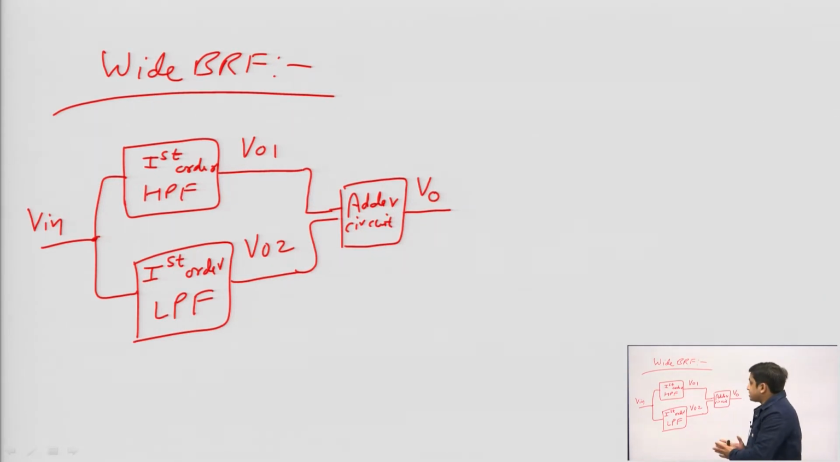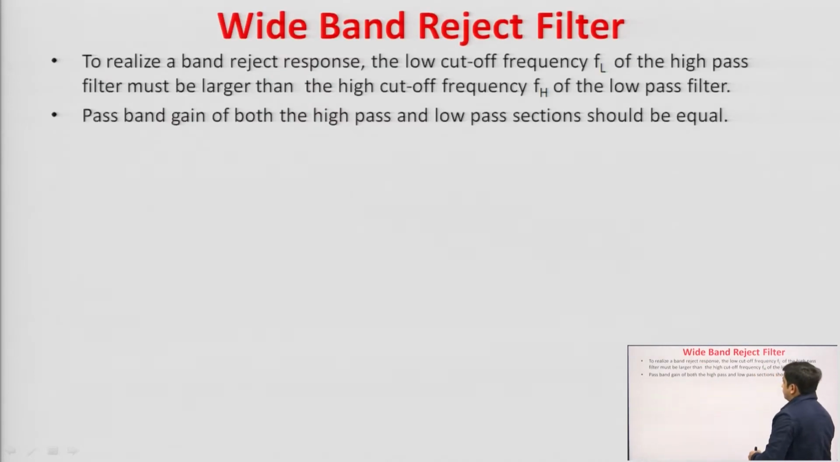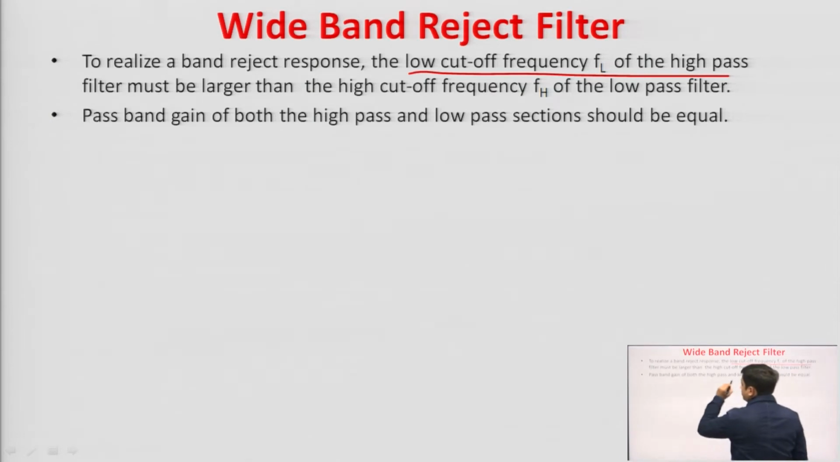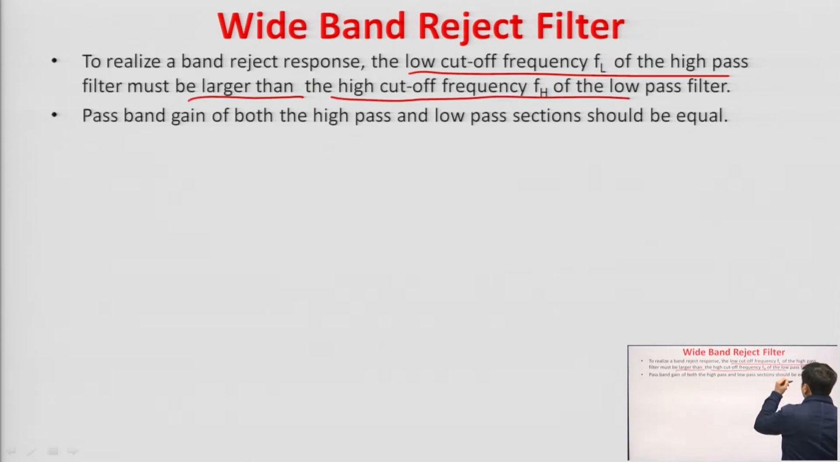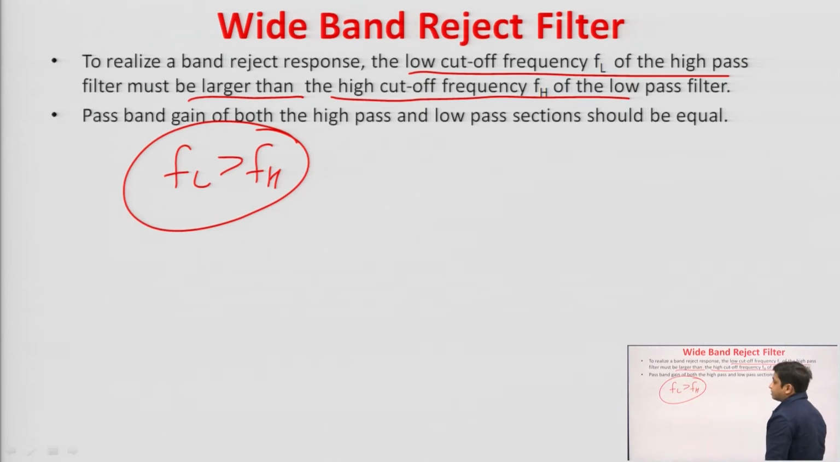So, this is the basic block diagram of wide band reject filter. Now, for wide band reject filter, as I have already discussed, the low cutoff frequency FL of the high pass filter must be larger than the high cutoff frequency FH of the low pass filter. It means that FL should be greater than FH in case of wide band reject filter, and the pass band gain of both the high pass and low pass section should be equal.